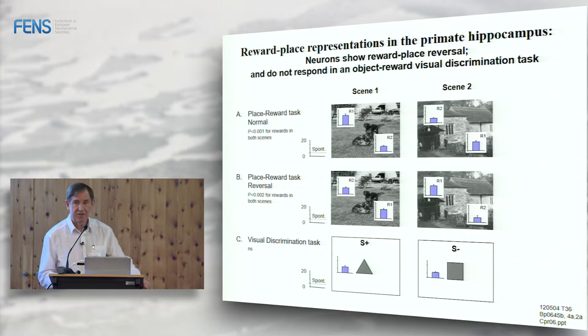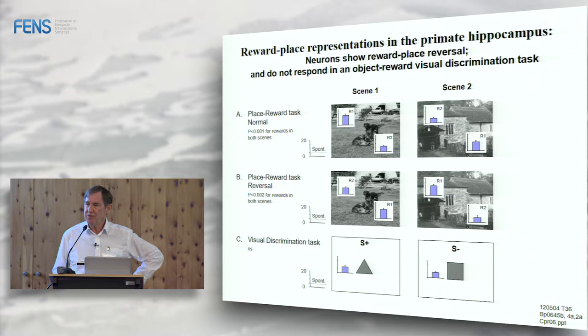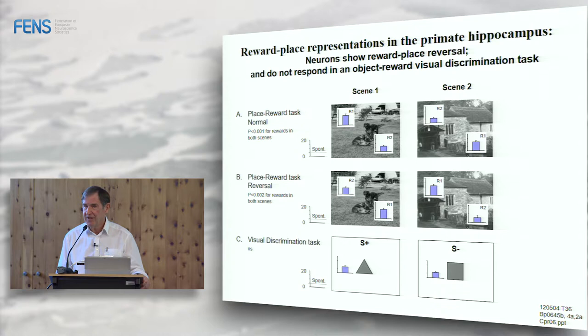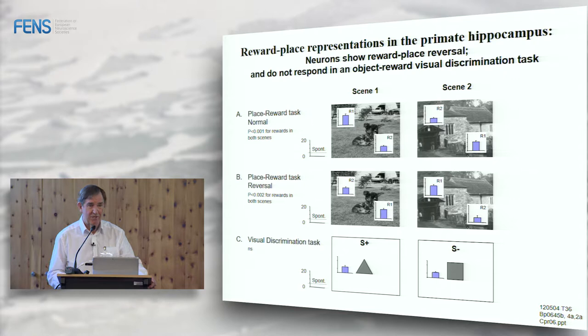Now, here's something else that I think is terribly important for understanding the hippocampus. We get nice responses if it's a hippocampal dependent task, in this case, place in a scene and reward. But if we just do a reward task with objects, so in this case, triangle, you get reward, a square or something like that, you get salt, then the neuron is not interested. Okay, so it's not interested in objects and rewards. We know where that's done. That's done in orbitofrontal cortex, which is an entirely different memory system, and I want to emphasize that. We've got lots of memory systems in our brain.